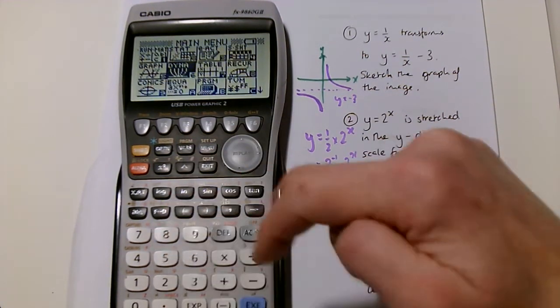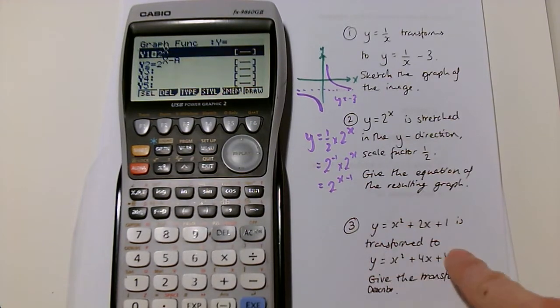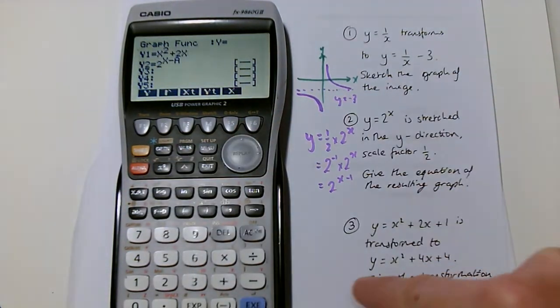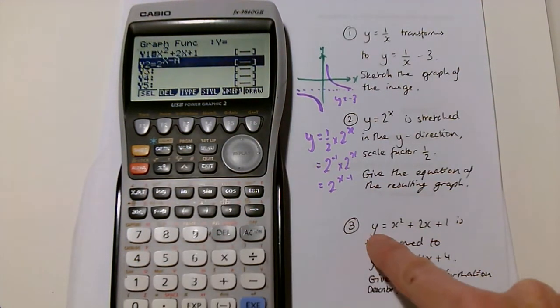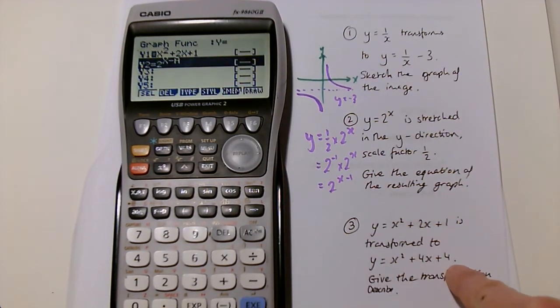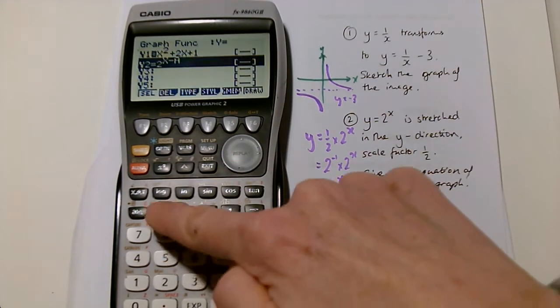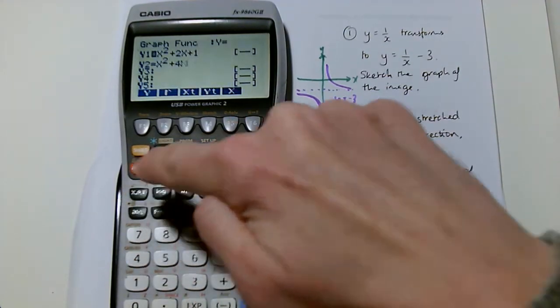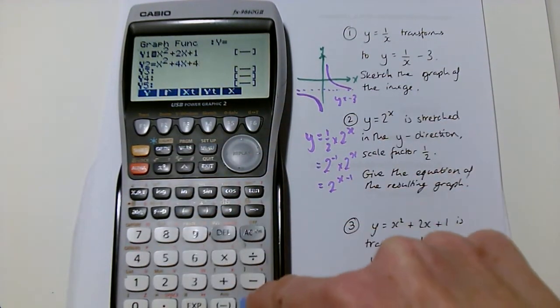Okay. Back to the graph menu. So the last one is a quadratic. So we'll type it in. So we've got x squared plus 2x plus 1. Right, so the question says this graph is transformed to this other quadratic, and we have to describe the transformation. So we type in the other quadratic as well. So x squared plus 4x plus 4.